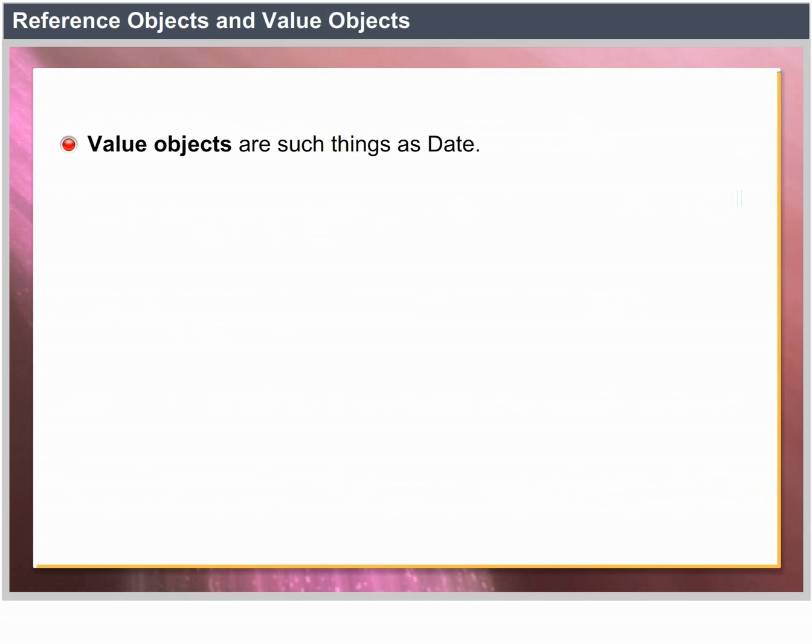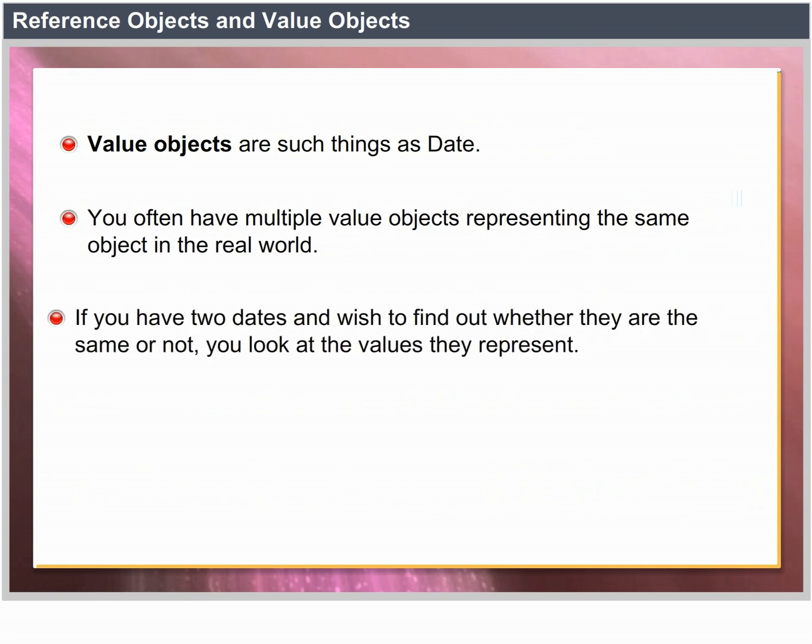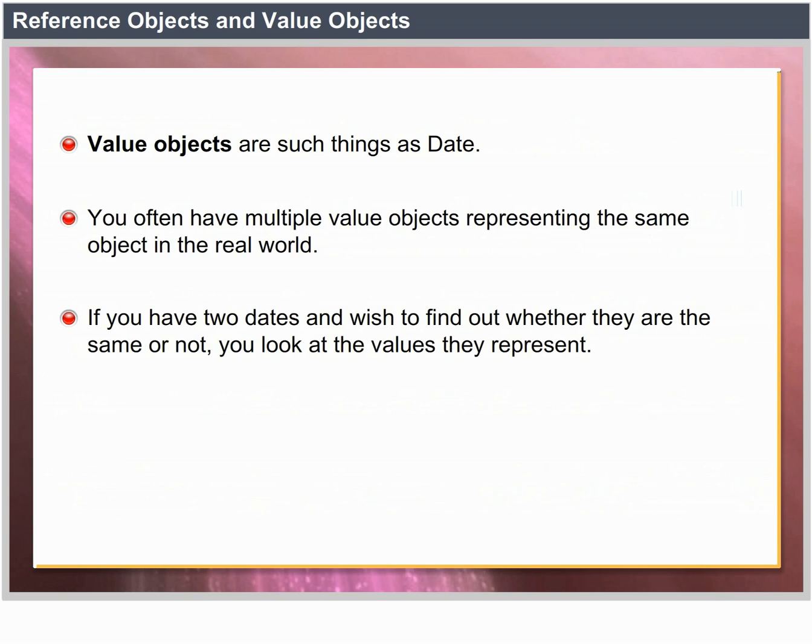Value objects are such things as date. You often have multiple value objects representing the same object in the real world. If you have two dates and wish to find out whether they are the same or not, you look at the values they represent. Value objects should be immutable.